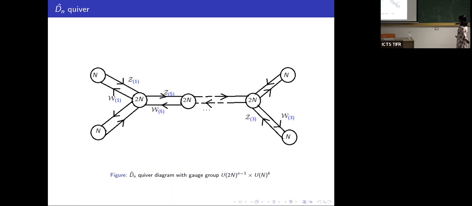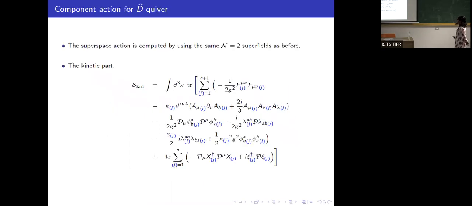So this is a quiver which is called a D-type quiver, and it looks as follows. So these nodes, the external nodes, I'm calling them external nodes, and these are the internal nodes. So these internal nodes are like A-type quivers only. Only these two nodes are a bit different because they are attached to 3 hypermultiplets. And the gauge group of the theory is U(2n) to the power n minus 3 and U(n) to the power 4, and n has to be greater than 3.